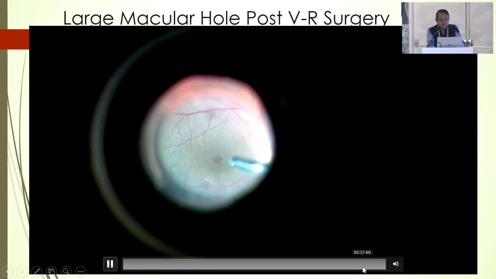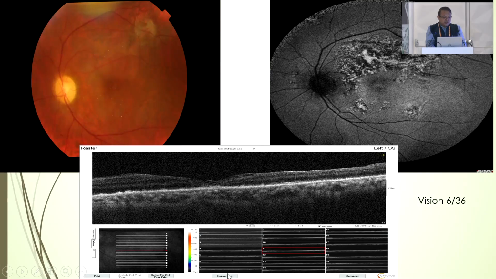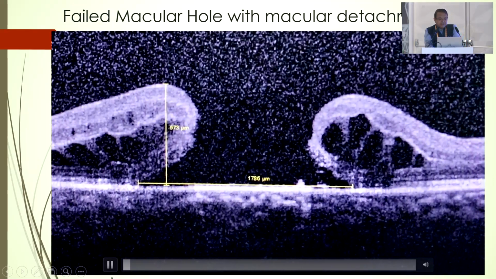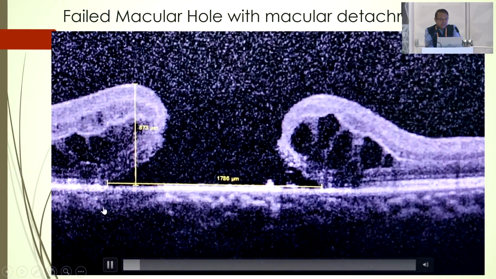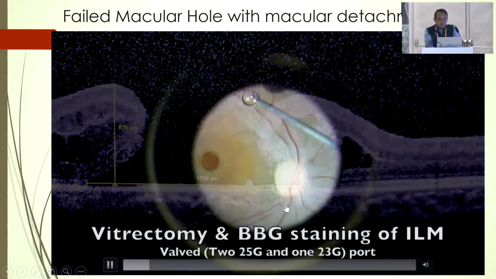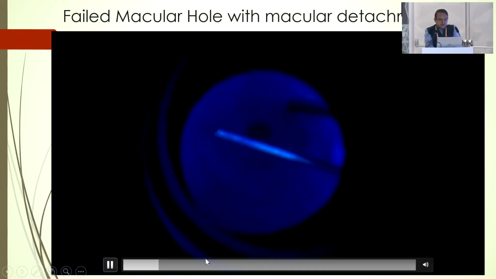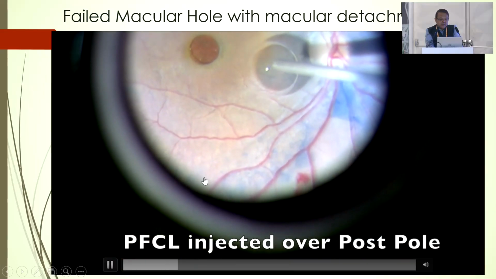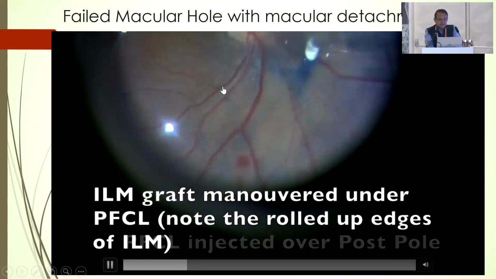And you can see the post-operative result. These are the post-operative results. Patient improved to 6/36 vision with a very good closure of the macular hole. This is one of my patients. You can see it's a pretty large macular hole with a base diameter of somewhere around 1800 microns. And already ILM peel has been done. These are the margins of the ILM peel which has been done.